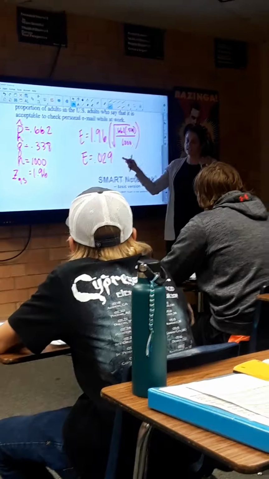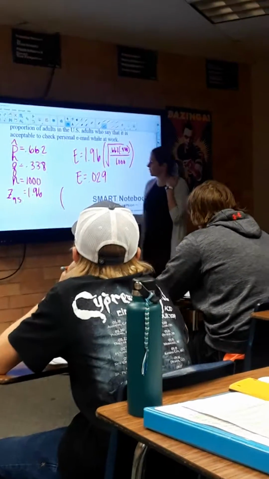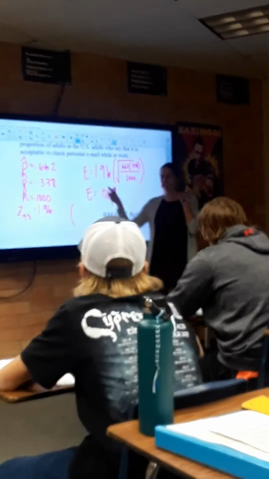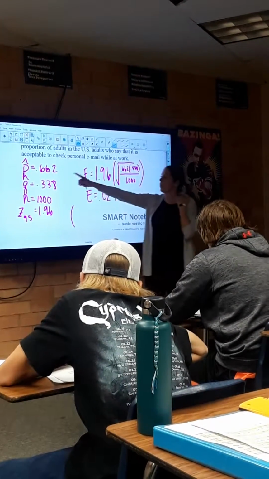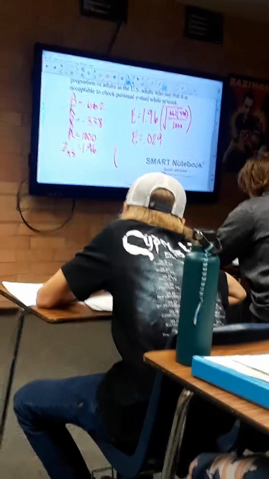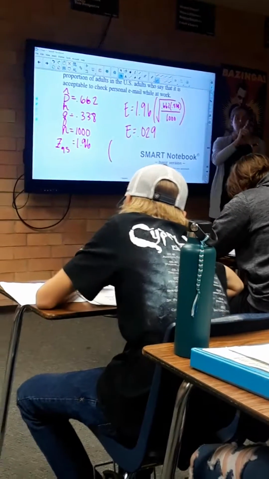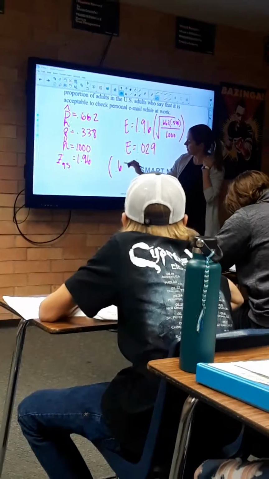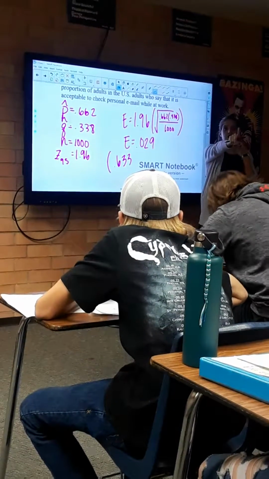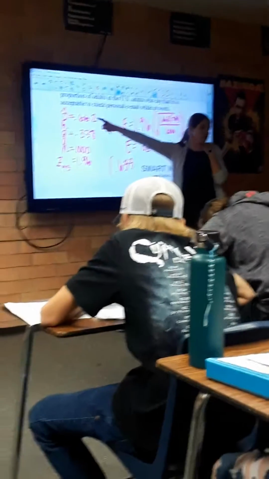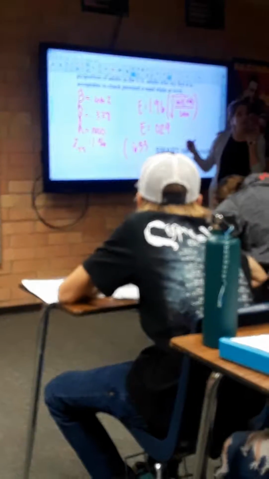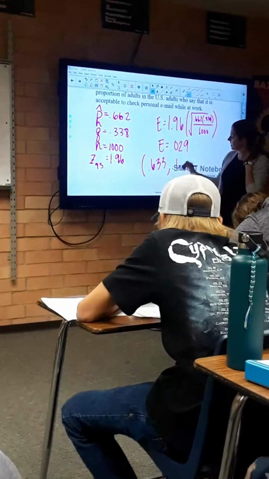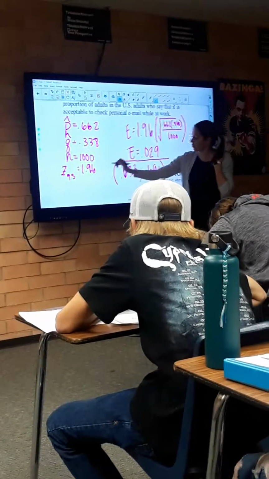So, guys, all you do now to find your confidence interval is p hat minus this, p hat plus this. So what is 0.662 minus 0.029? 0.633. Yes. And 0.662 plus 0.029. So add and subtract. 0.691. And that is your confidence interval.